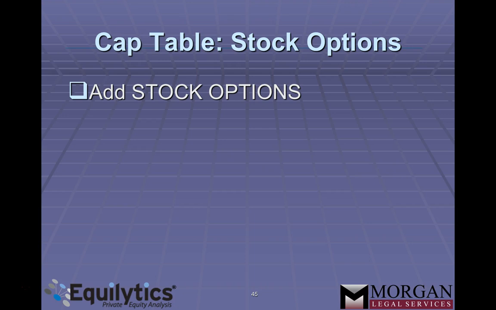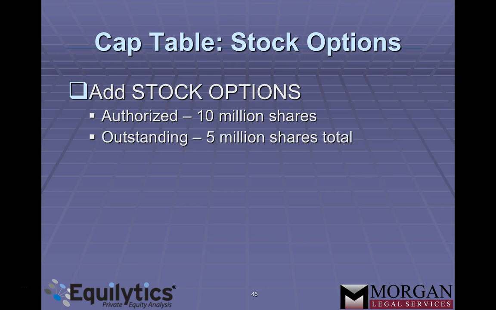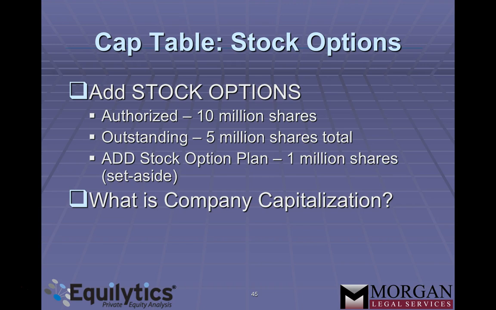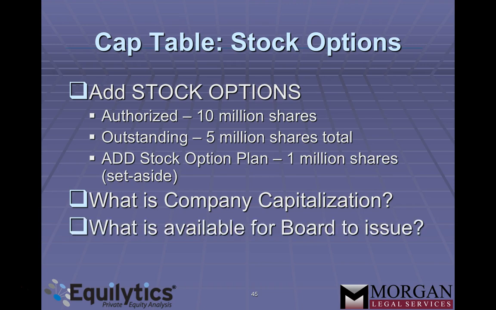We're going to add stock options to the scenario we did in the last section. In that section, we authorized 10 million shares of common stock. We had outstanding 5 million shares that were issued to 3 founders, and now we're going to add in the stock option plan. For the plan, we're going to set aside 1 million shares. So that would be expressed in the actual plan document that 1 million shares have been set aside to be used for grants of stock options. Given that, what does our company capitalization look like? And what's available for the board?